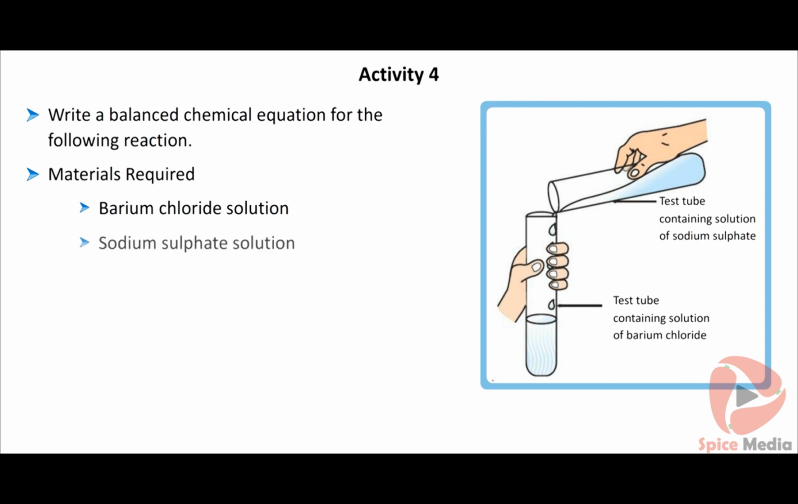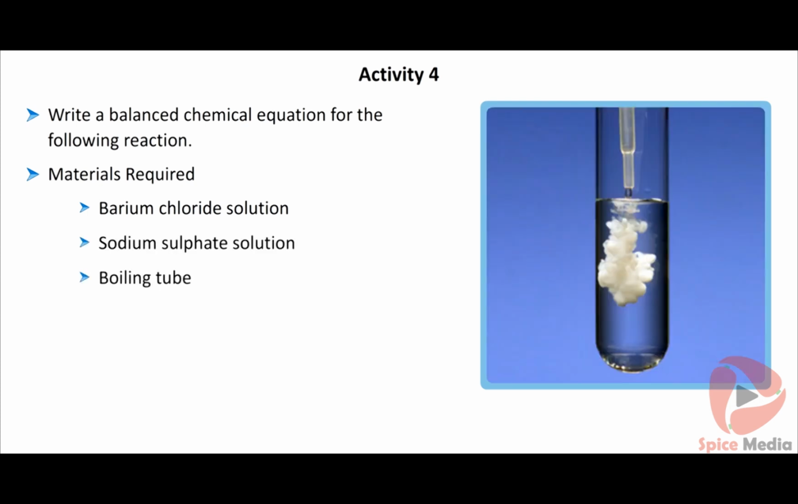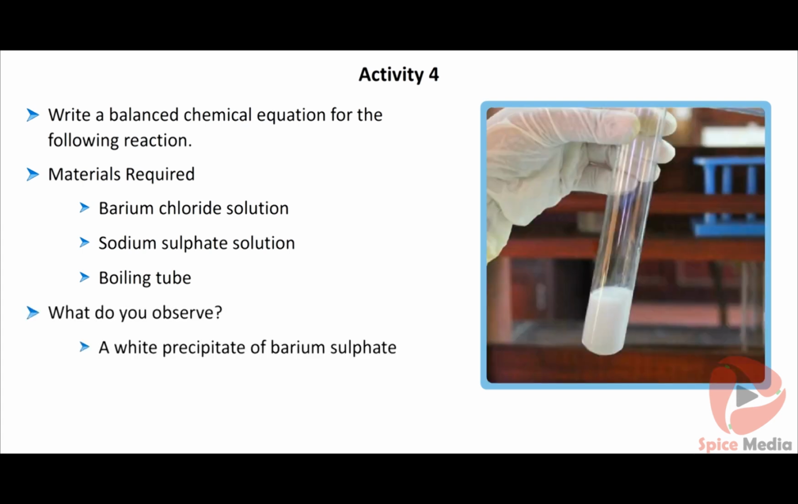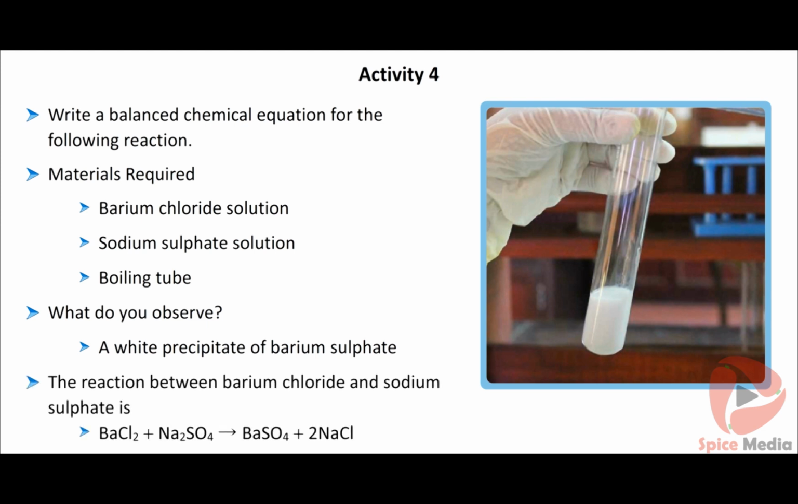Perform the experiment and write a balanced chemical equation for the reaction. Materials required: barium chloride solution, sodium sulfate solution and a boiling tube. Procedure: pour a small volume of barium chloride solution into the boiling tube. Pour a small volume of sodium sulfate solution into the same boiling tube. What did you observe? A white precipitate of barium sulfate is observed. The reaction between barium chloride and sodium sulfate is BaCl2 plus Na2SO4 gives BaSO4 plus 2NaCl.